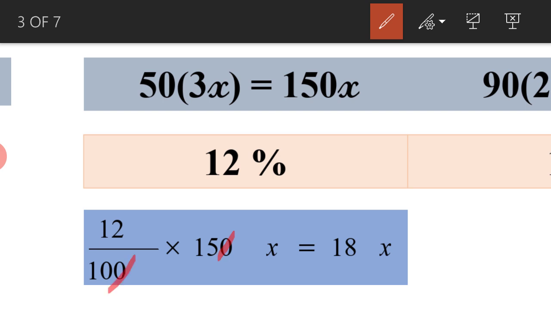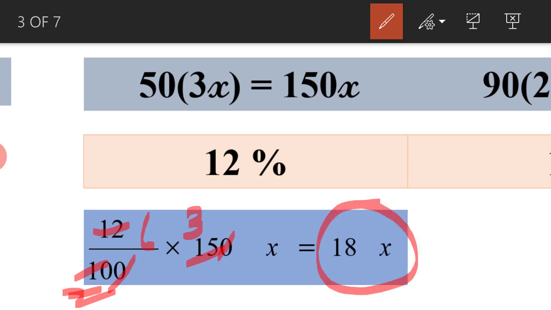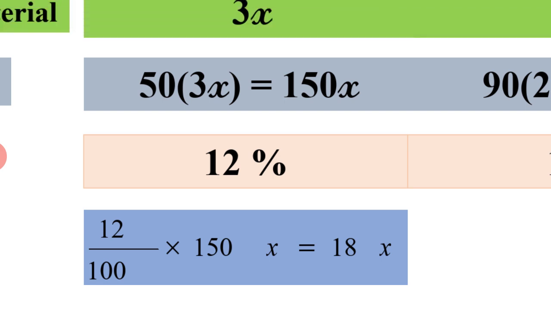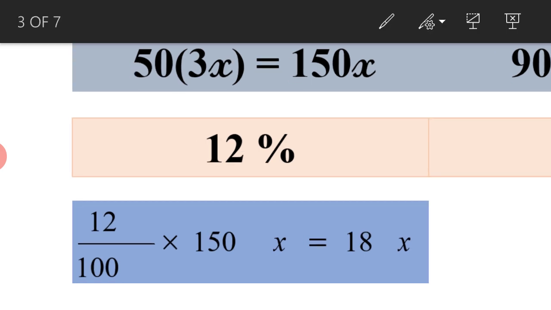0, 0 will cancel here. So 5 2s are 10, 5 3s are 15 and 12. 2 1s are 2, 6 3s are 18x. That is important. So what is the profit, children? It is 18x. Are you getting how I explained it? If you are not understanding, zoom in a little and I'll explain once again.